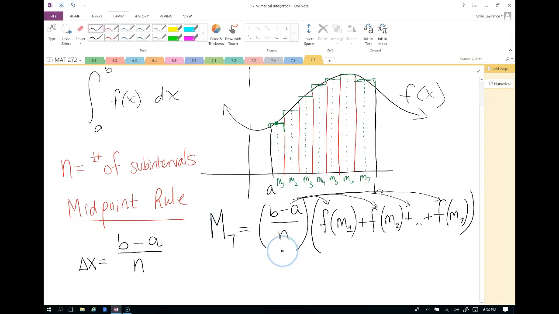Now this is not going to give us the exact same answer that the integral gives us. Once we actually go through an example, we'll talk about the difference between the two. It's got a special name, and it is a good thing to consider what the difference is. There is an error involved in doing numerical integration.